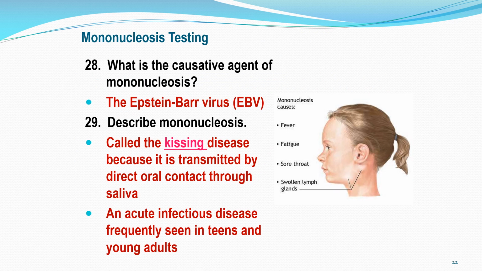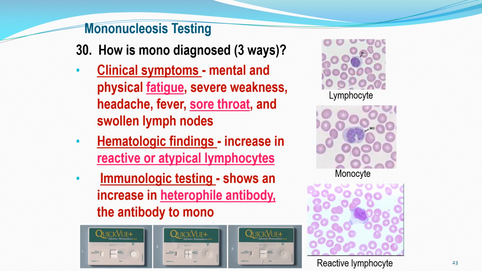So let's talk about mononucleosis testing. What is the causative agent of mononucleosis? It's EBV, the Epstein-Barr virus, right? So let's talk about mononucleosis. It's called the kissing disease because it is transmitted by direct oral contact through saliva. It's an acute infectious disease frequently seen in teens and young adults.